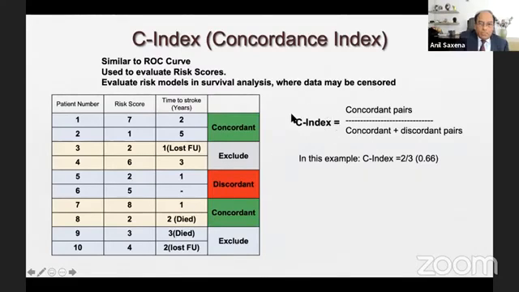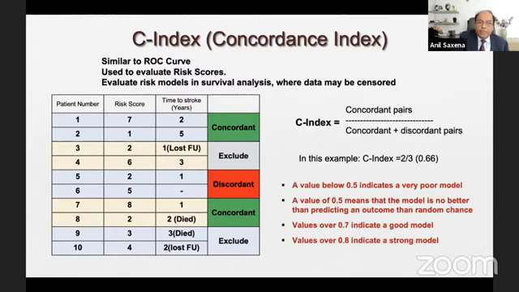And then concordance index or C-Index is calculated by the number of concordant pairs divided by total pairs. So in this example, you have a concordance index of 2 by 3, that is 0.66. So that's how a concordance index is calculated. And again, similar to the ROC curve, a value below 0.5 indicates a very poor model.